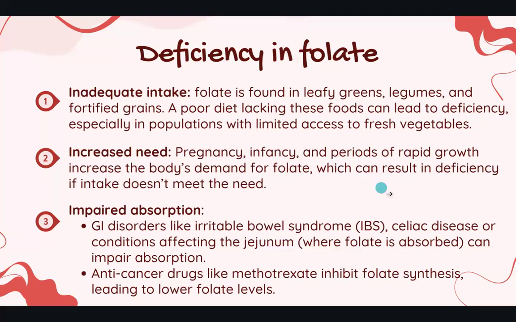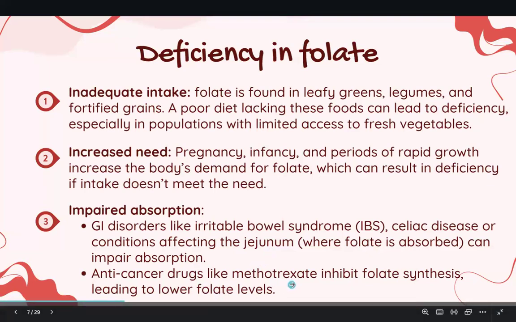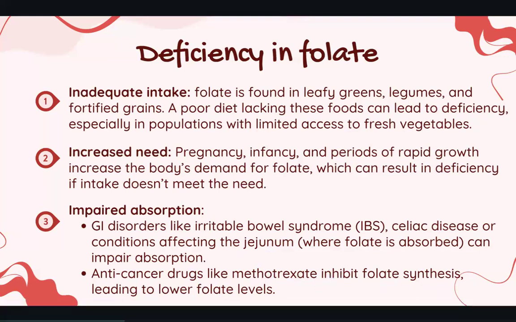This would also be seen in celiac disease or any conditions that would affect the jejunum, because this is where folate is absorbed. Now, anti-cancer drugs like methotrexate would also inhibit folate synthesis, leading to lower folate levels. Why does it inhibit folate synthesis? Because folate is crucial for synthesizing nucleotides, the building blocks of DNA, and we will see how that could result in megaloblastic anemia later on. But because folate is essential for synthesizing these nucleotides, we use that to our advantage. Cancer cells, because they rapidly divide and require large amounts of nucleotides for their growth, if we inhibit this folate synthesis, the drugs would slow down the rapid growth and division of these cancer cells.